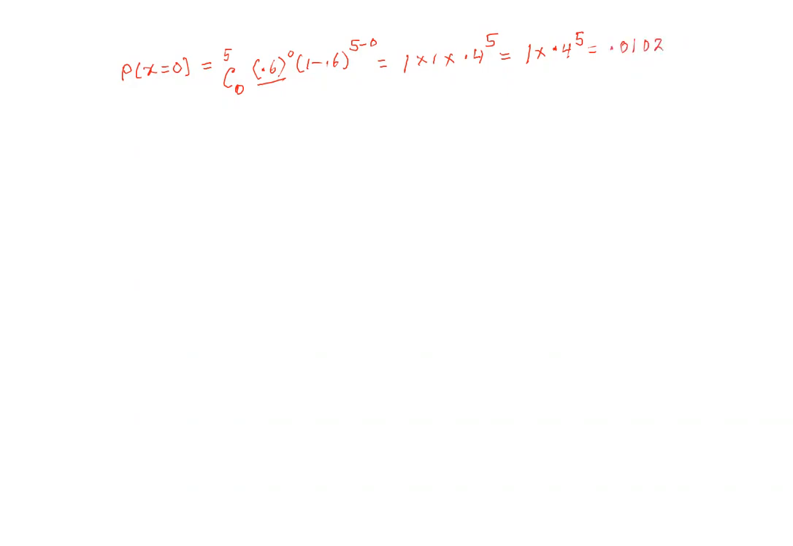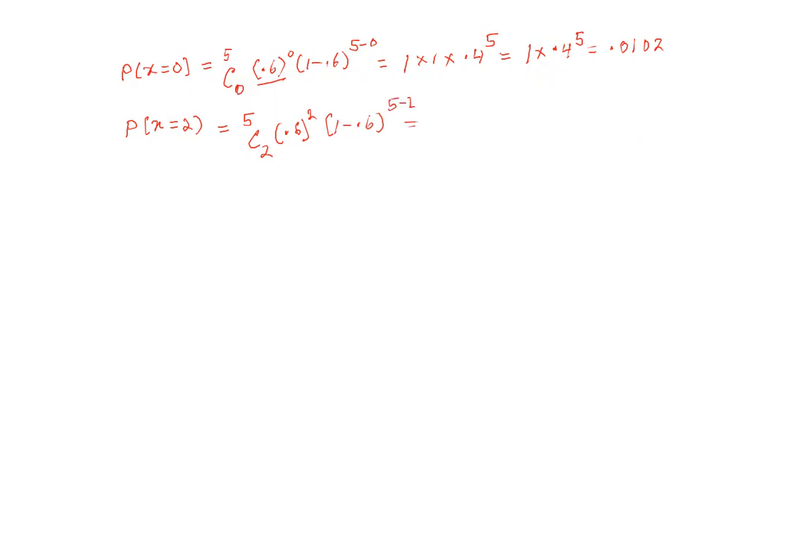Okay. So what is the probability that you get 2 questions right? Probability of X is equal to 2. Not 2 questions right, but 2 patients extend their life. So it's going to be 5C2 times 0.6 to the power 2 times 1 minus 0.6 to the power 5 minus 2.